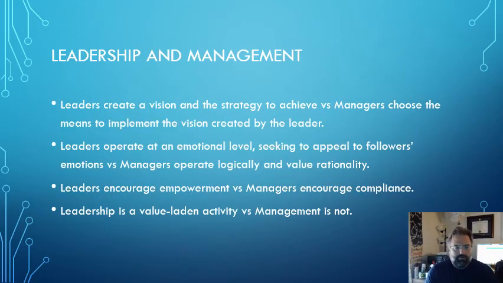So a bit more details on trying to compare and contrast leadership and management. A leader creates a vision and a strategy to achieve that vision, whereas managers are about execution or implementation of that vision. So they take what the leader comes up with and figure out a way to make it happen. Leaders operate with emotion.